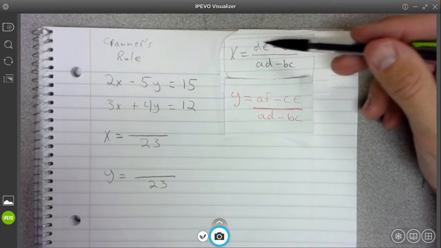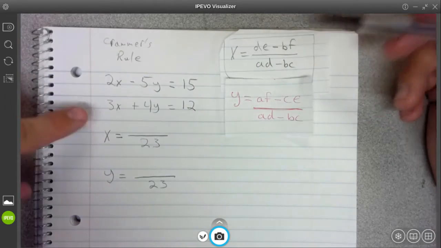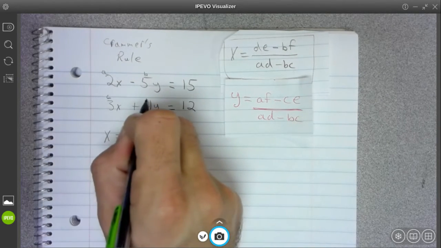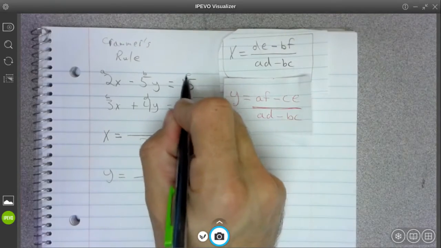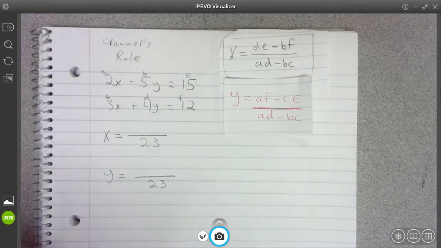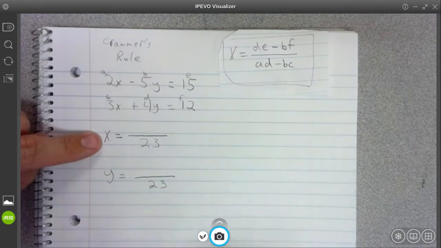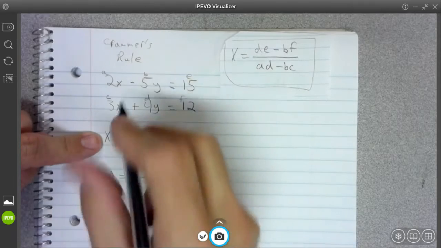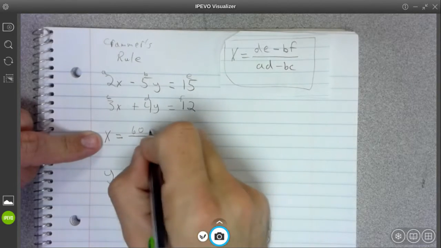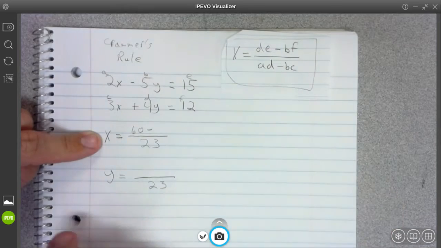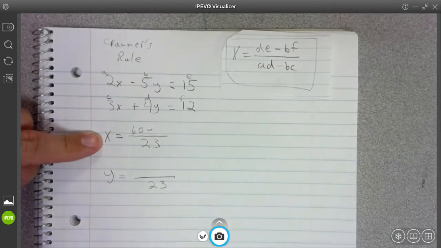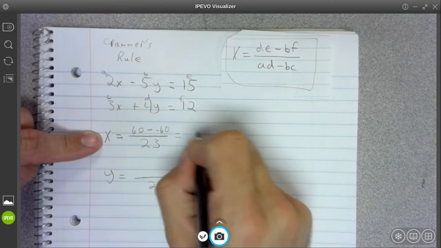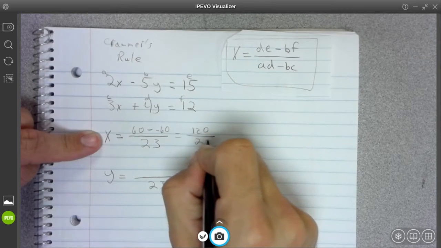For these numbers, it's kind of confusing the way that they're read, but I'm going to show you how Cramer's rule is actually spelled out. But first, let's go ahead and label this. It was A, B, C, D, and then this was E, and that was F. So to solve for X, we would be doing D times E, so that'd be 4 times 15, so that's 60. And then minus B times F. All right, -5 times 12, which is -60 again. So we get 120 up top and 23 down below.